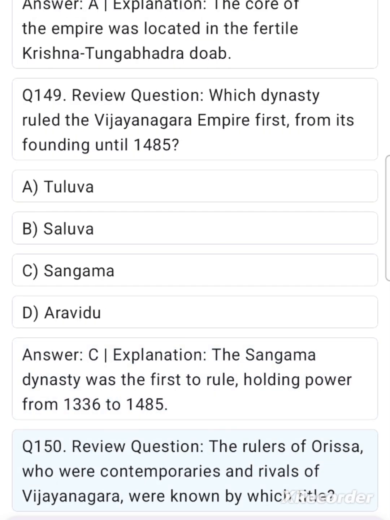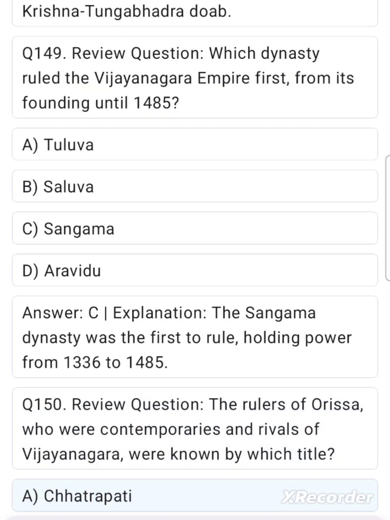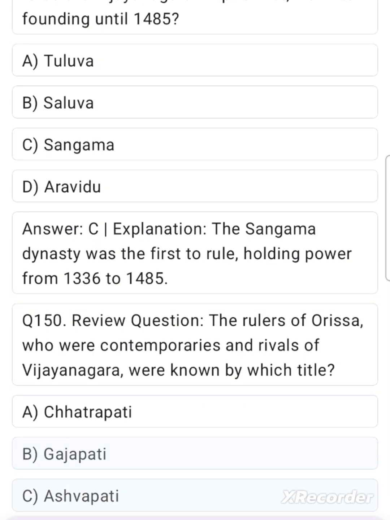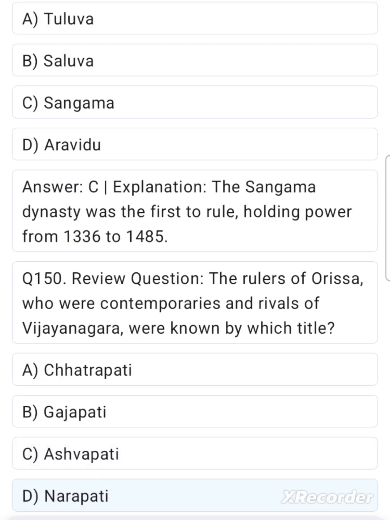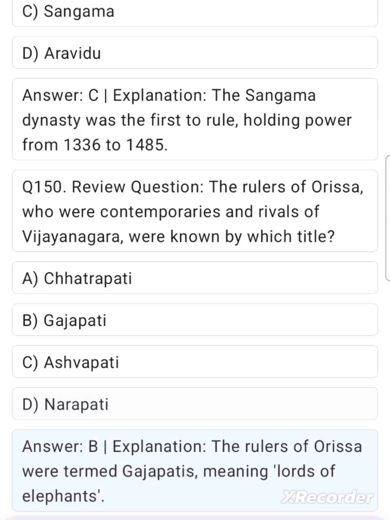Q 150. Review question. The rulers of Orissa, who were contemporaries and rivals of Vijayanagara, were known by which title? A. Chhatrapati. B. Gajapati. C. Ashwapati. D. Narapati. Answer: B. Explanation: The rulers of Orissa were termed Gajapatis, meaning lords of elephants.